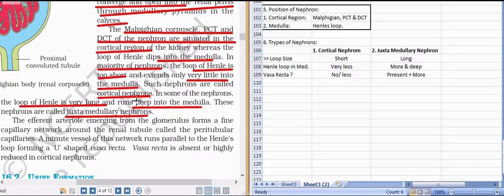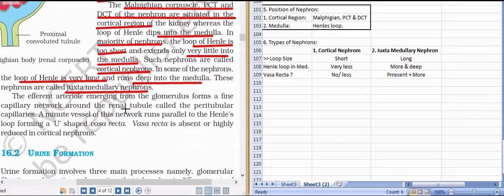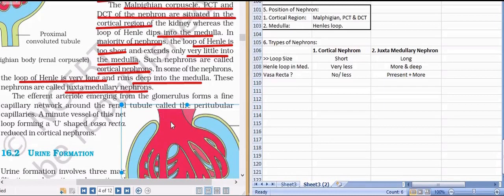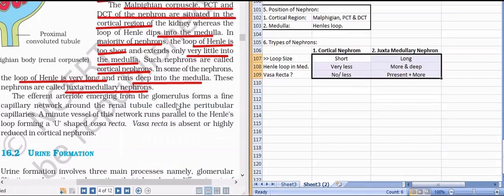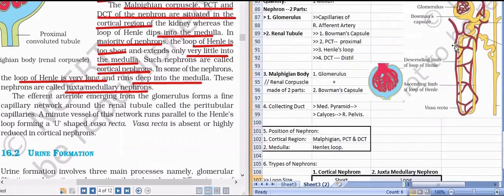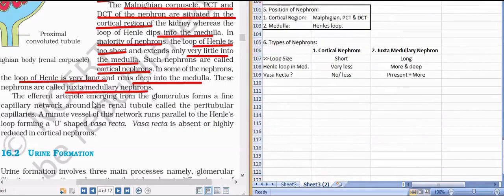Next he is explaining about the efferent arteriole. Wherever this efferent arteriole surrounds the tubule, that is called peritubular. And near the corner of Henle's loop, if it makes a minute vessel, that is called vasa recta. So the topic divides based on the efferent arteriole.